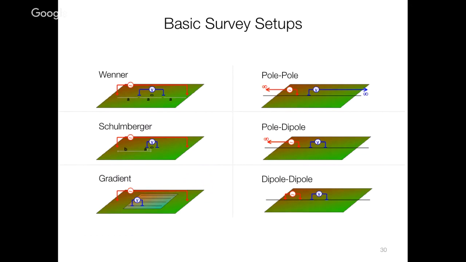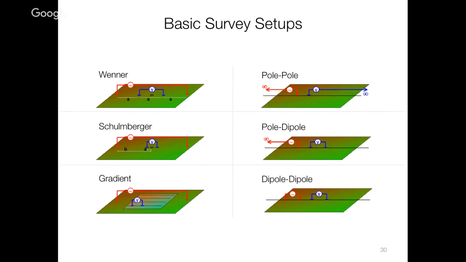There's a whole bunch of different arrays people use. There's Wenner, and others we talked about. Gradient array: often you just fix the current electrodes, and then you move the potentials in and out here. That shows some sort of lateral variation.